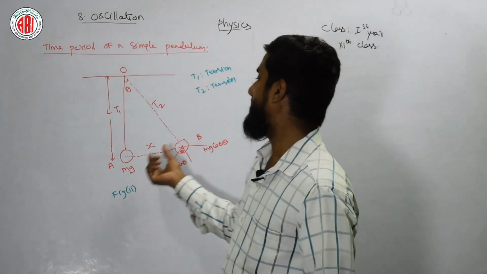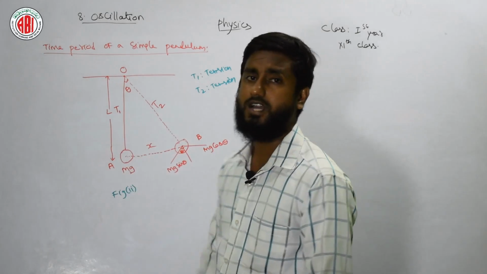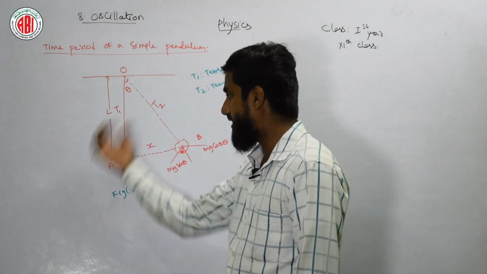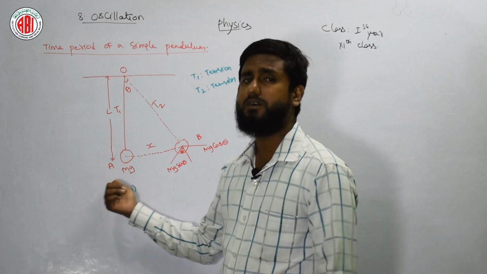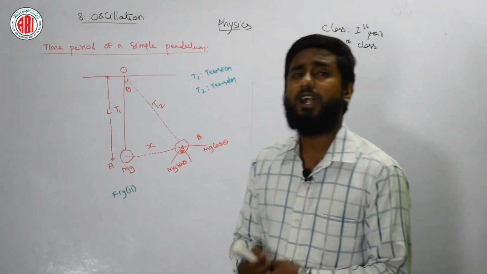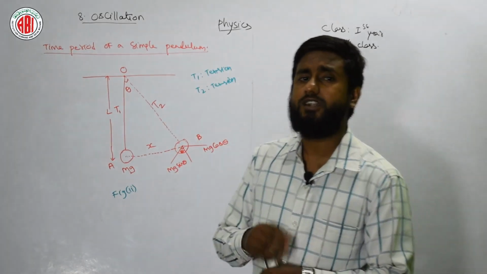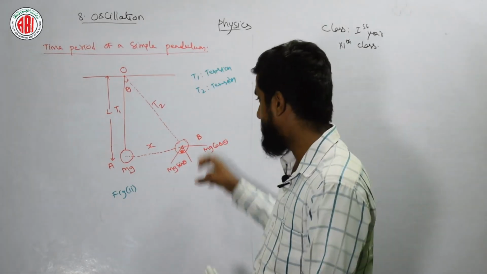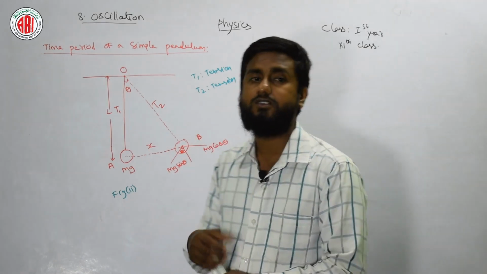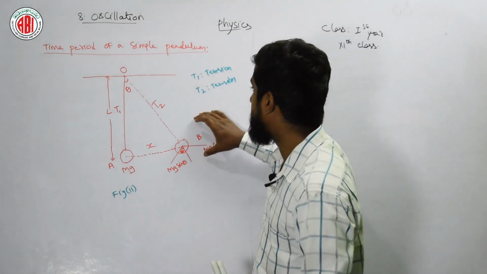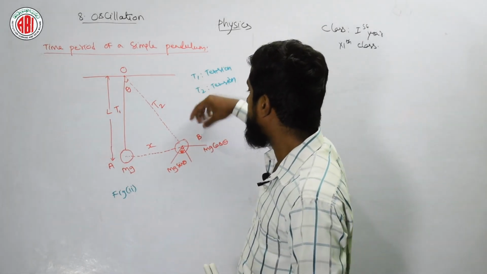So now when I leave this, it will execute simple harmonic motion. At point A, the weight of the bob is mg, that is mass into gravitational acceleration. But at point B, the forces acting on the bob are of two types: the weight of the bob in the vertical direction downwards, and the tension T2 in the string along BO. You can see there is a tension produced in the string along BO.